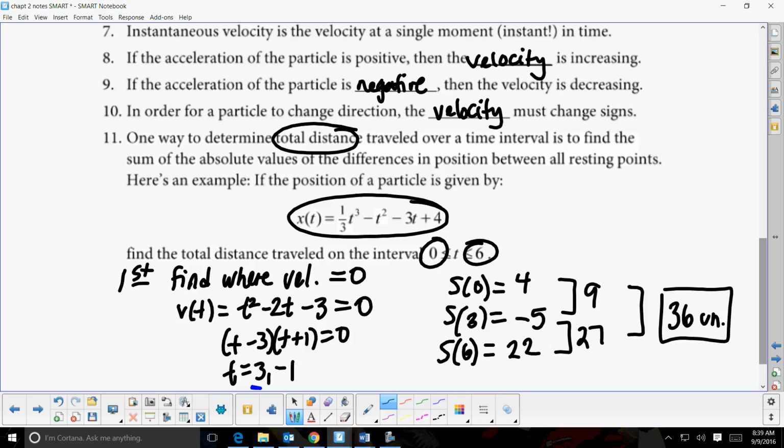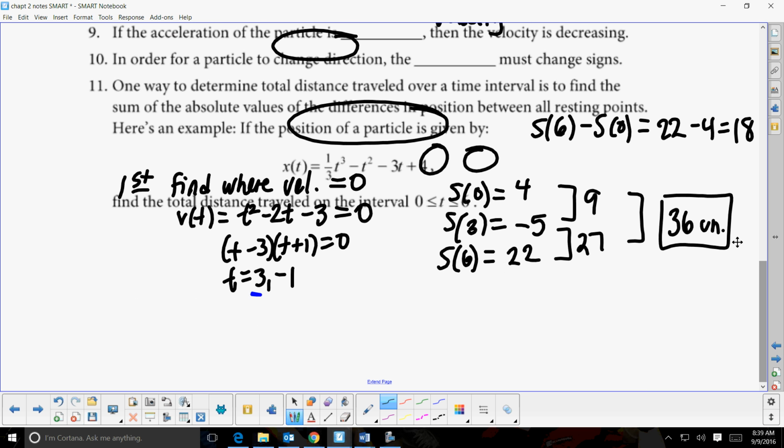Okay, is this okay? You could do this? Now, if all you did was do s of 6 minus s of 0, and you got 22 minus 4, which is 18. Whoops. What does that represent? That's displacement. Okay, this is your total distance. Okay?